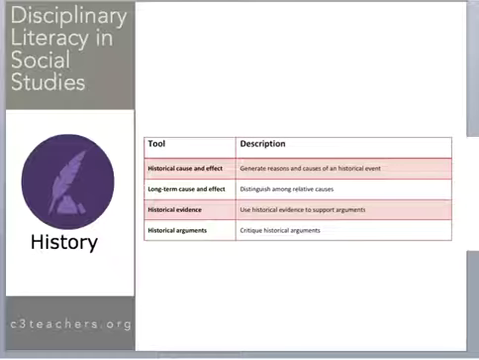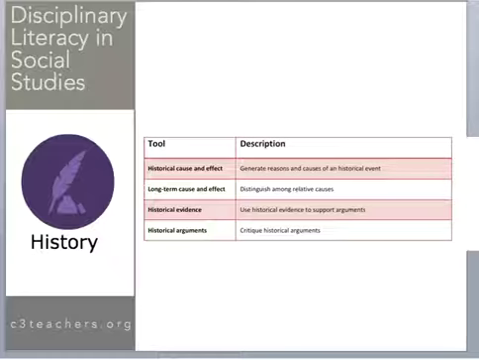One section is on change, continuity, and context, and that's tool-based. The next one, we just looked at it, historical sources and evidence, that's tool-based. Now this one's on causation and argumentation, also tool-based. This final group of disciplinary literacy tools focuses on the processes and products of argumentation. The 4 literacy skills listed describe how students generate reasons and causes for an historical event and distinguish among relative causes. Then students would use historical evidence to support arguments and critique historical arguments.